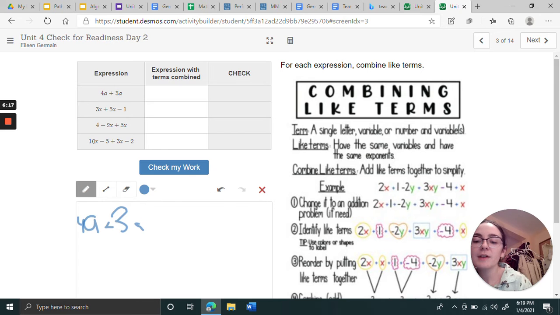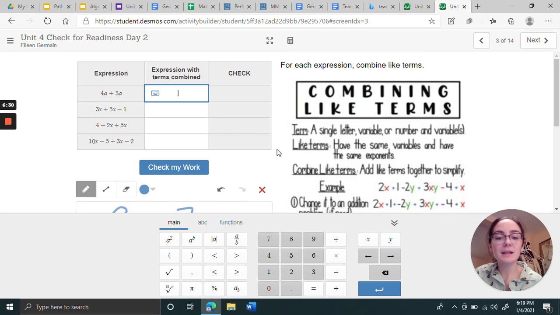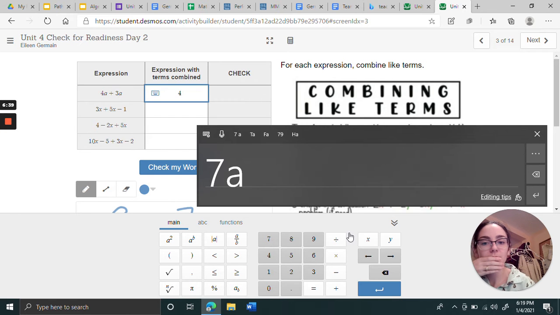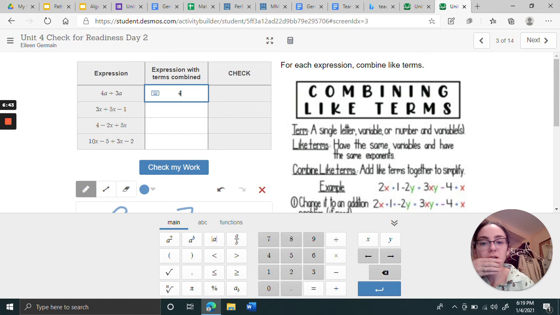If I have 4a and I have 3a, 4 plus 3 is going to get me 7a. So in this one up here, we would want to write that solution of 7a, right? So then we can come here. Let me just try that again.